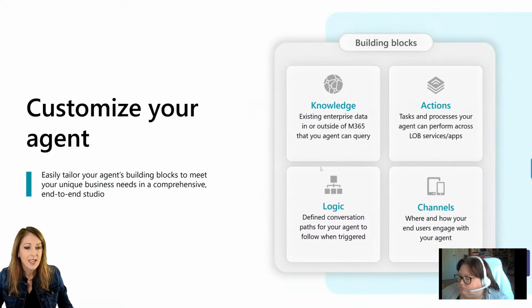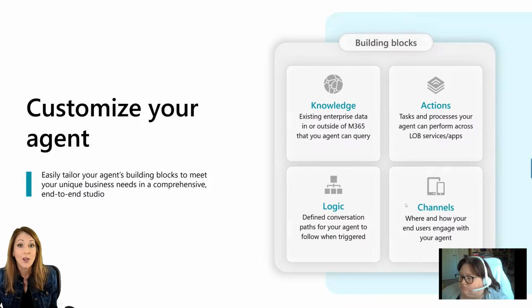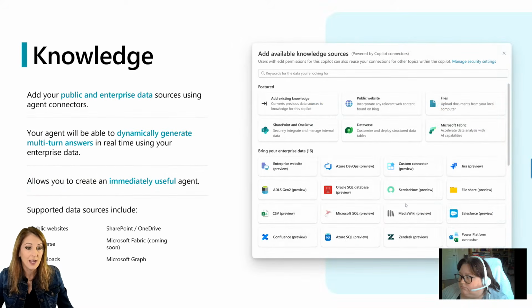And then it's got the ability to just kind of tailor it to your own knowledge, your own links. It's got actions we'll be able to create. This particular agent didn't have any actions, and then it's got logic and channels. Now, channels are kind of what I was mentioning as far as where people will be able to use that agent.